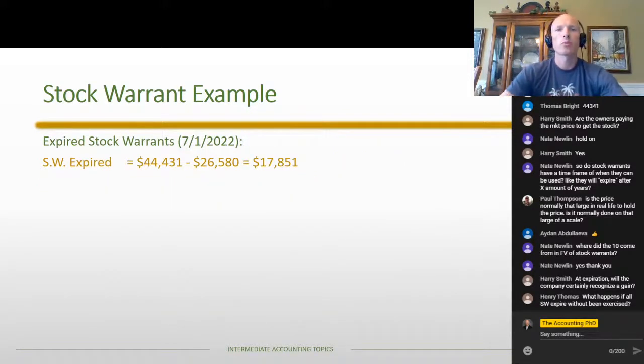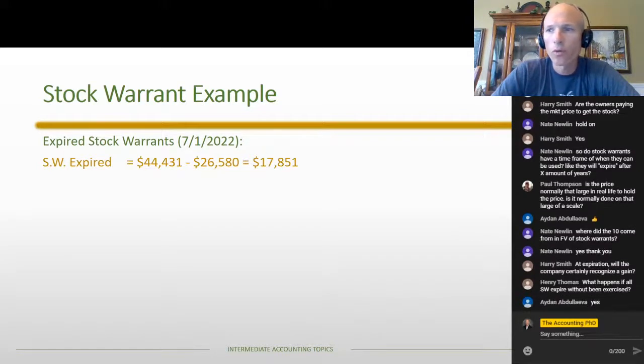All right, so now the expiration. The original balance for the stock warrants was $44,431. Of that amount, $26,580 had been exercised, which means that after they were exercised, the remaining balance was $17,851. And so when the stock warrants expire, that is the account balance that is going to expire.